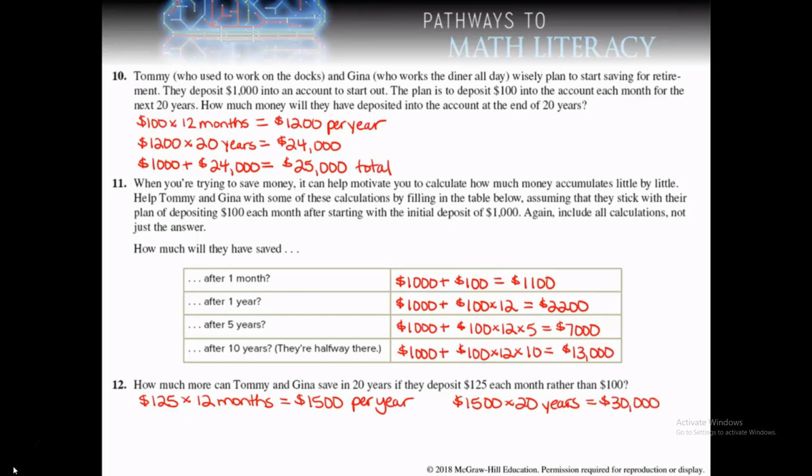But again, don't forget the original 1,000. So they started with 1,000 and they added 30,000 to it. That means now they'd end up with 31,000. If they had only saved $100 a month, they would have saved 25,000. So this is an extra $6,000.